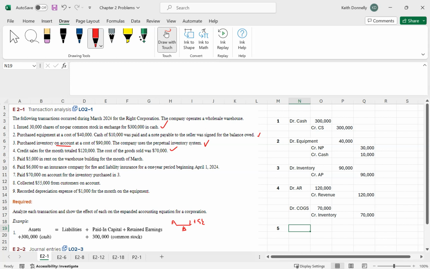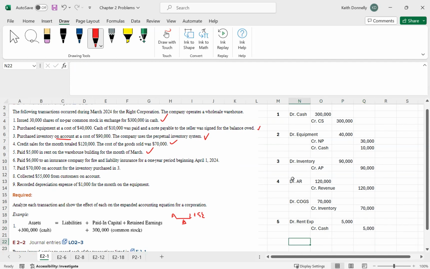5. We paid $5,000 in rent for a warehouse building for the month of March. So nothing too bad here. We just had some rent expense for March, so debit rent expense, $5,000. We paid cash, so credit cash, 5,000 bucks. Okay, not too bad there.